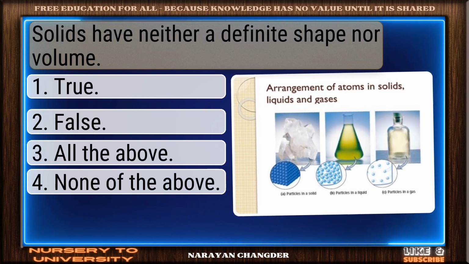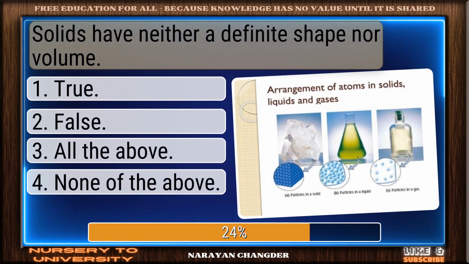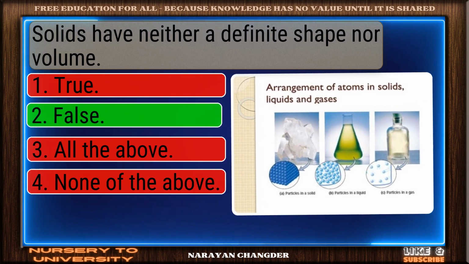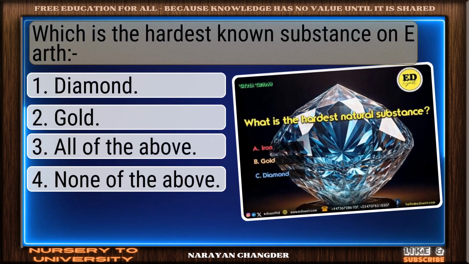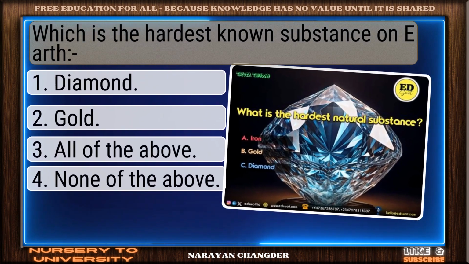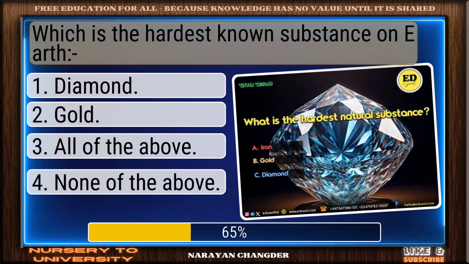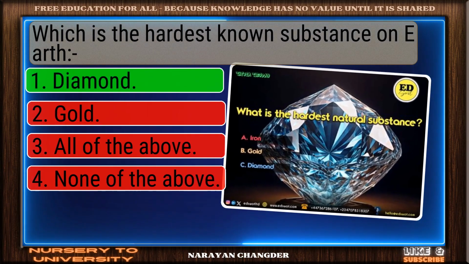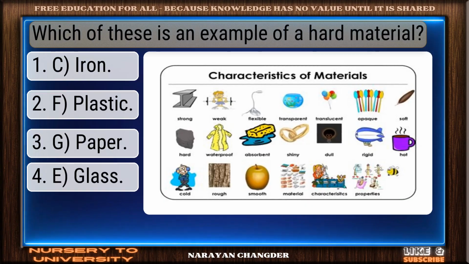Solids have neither a definite shape nor volume. You're right. False is the correct answer. Which is the hardest known substance on Earth? Nice selection. Diamond is the correct and valid answer.